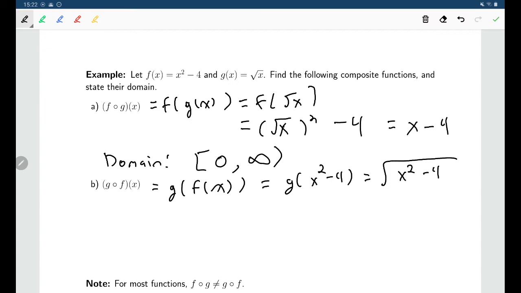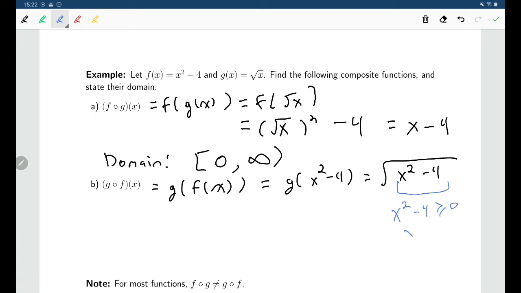Now, if we're thinking about how we found our domain, we had to ask ourselves for part A, where is the input for the function f? Where is that defined? Where's our final result defined? What do they have in common? So we'll do a similar sort of thing here. The inside function, where is it defined? That's defined for all real numbers. What about the final result? Where is this defined? Well, that's a square root, so you would need x squared minus 4 to be greater than or equal to 0.